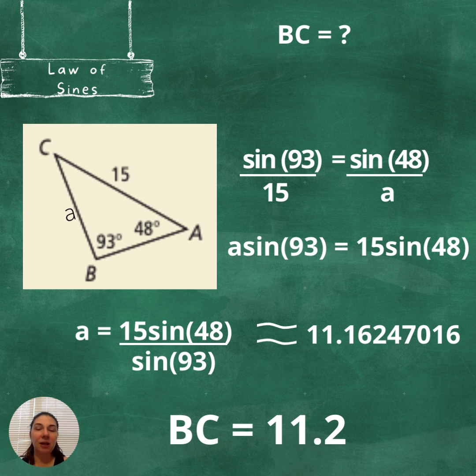And you plug this into your calculator and you get 11.16247016, which they wanted us to round to the tenth, which is one decimal. So it would be 11.2. Now, just a reminder, because this is in degrees, you'd want to make sure your calculator is in degree mode, because if it's in radians, you're not going to get this answer. And also, if you're going to directly plug all of this into your calculator, make sure that you're grouping things correctly. So you would do parentheses, 15 sine of 48, close parentheses, so the whole thing is in one parentheses, and then you would divide by sine of 93.